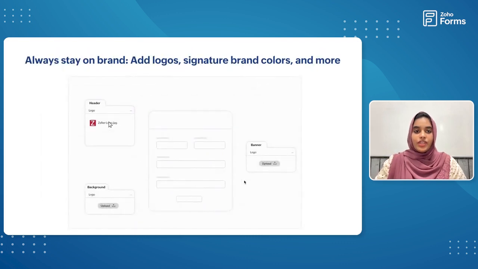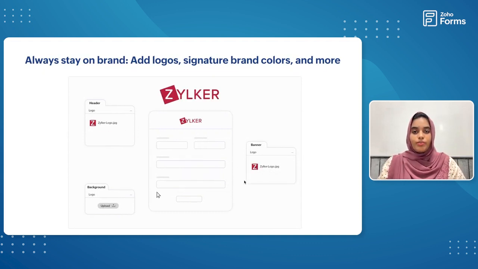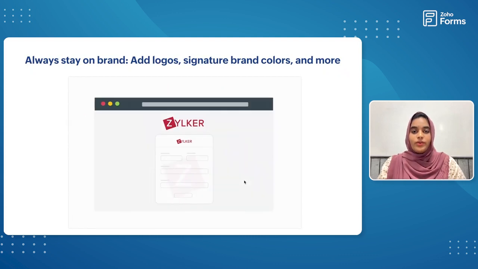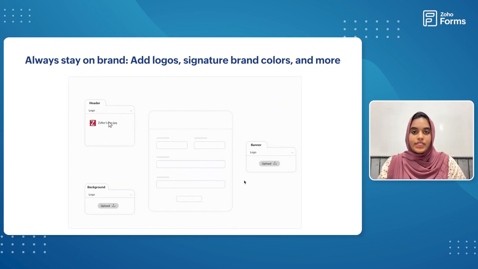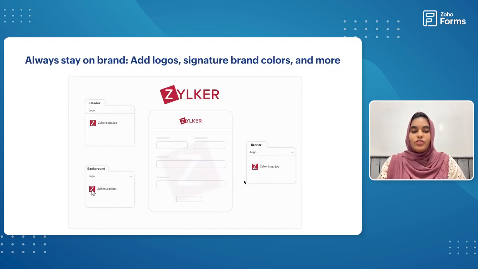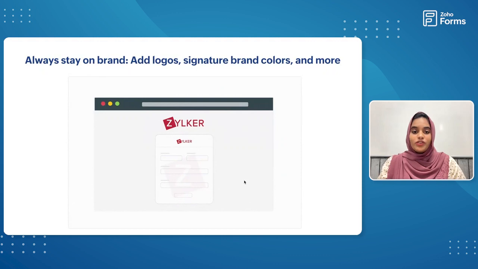Finally, you can also add logos and branding elements. Customize your form's colors to match your brand's signature colors or to match your website's theme when you embed your forms into your website. Display your logo on your form's header or upload it as a banner above your form. You can also get creative and use your logo as a background image for your form.